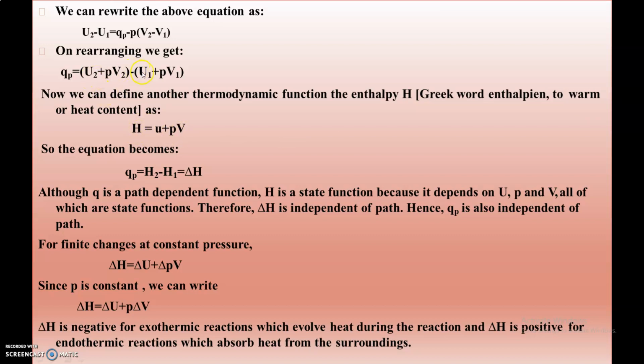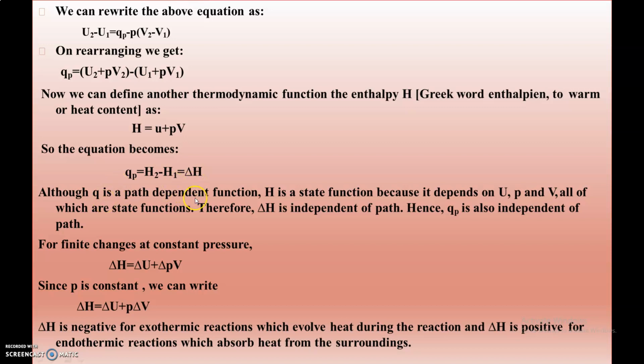We know U2 minus U1 is equal to delta U, and PV2 minus PV1 we can generally write as delta PV. So heat is equal to internal energy plus pressure into volume. So the equation becomes QP is equal to, instead of this U plus PV, we can put H. So H2 minus H1, that is delta H.